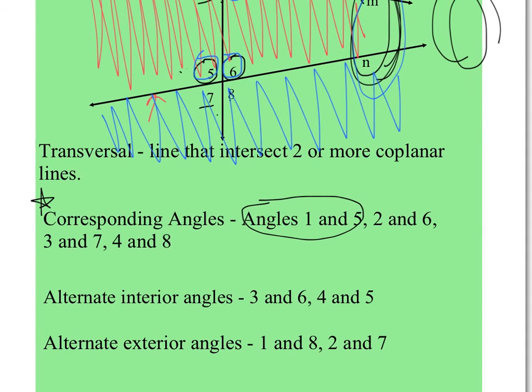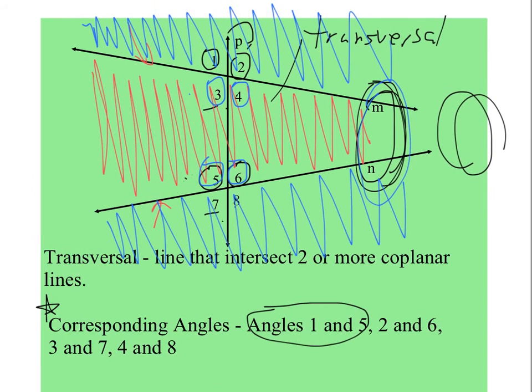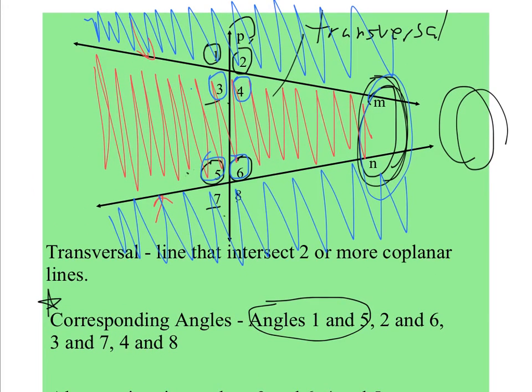Let's keep it going. Alternate exterior angles, 1 and 8 and 2 and 7. Alternate exterior angles are on the exterior of our two lines and on different sides of the transversal. So look at 1 and 8. 1's on the left side of the transversal, 8's on the right side, and they're both exterior to our two lines. Same with 2 and 7. So 2 and 7 would be alternate exterior angles with one another.